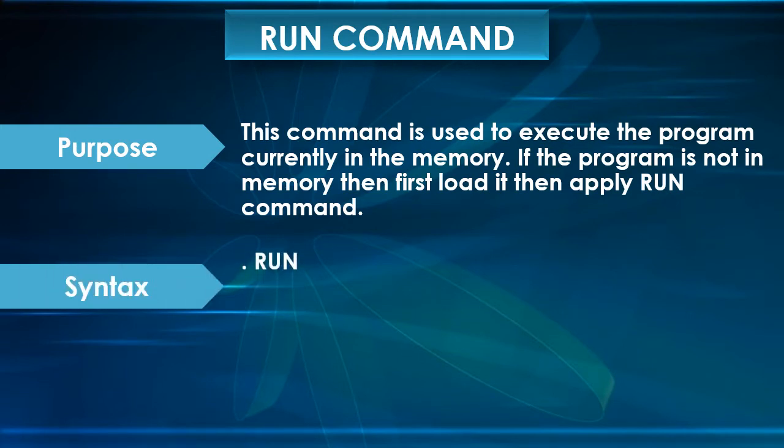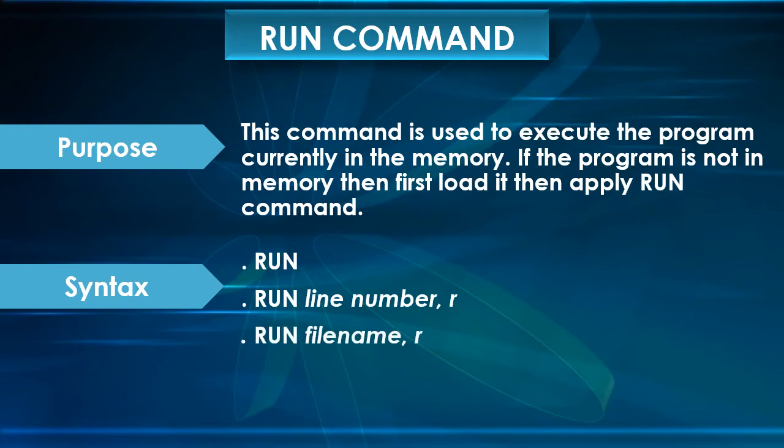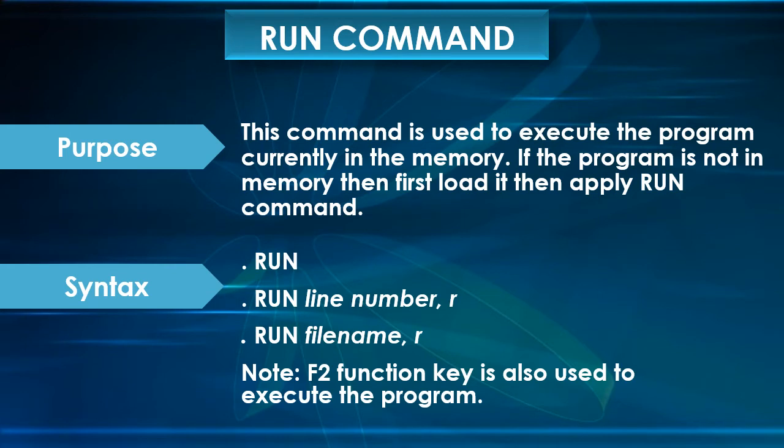You can just type RUN, or RUN line number, R, where line number is a specific line number you want to run, and R makes sure that all the data files will be kept open while executing. Or RUN file name, R. You can run a specific file name with R, making sure that the data files will be kept open. The F2 function key is also used to run or execute the program.